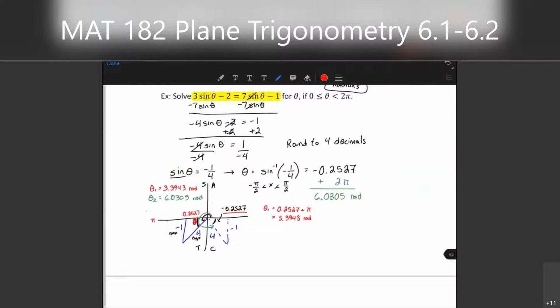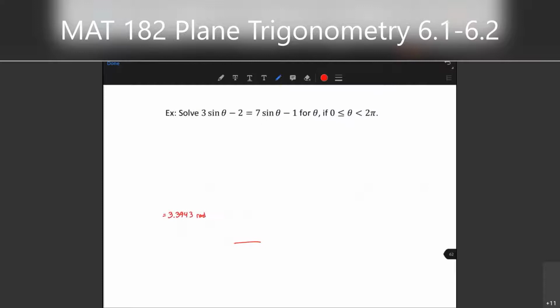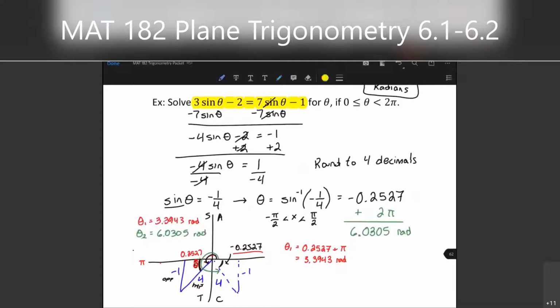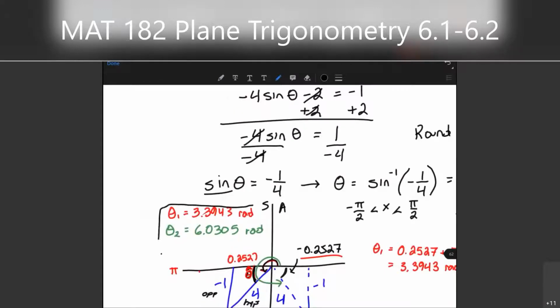Okay, so I think we have actually solved this question. These are our 2 solutions between 0 and 2 pi. So I'm going to box these solutions. And there we go. Any other questions from this work right here using the inverse function?